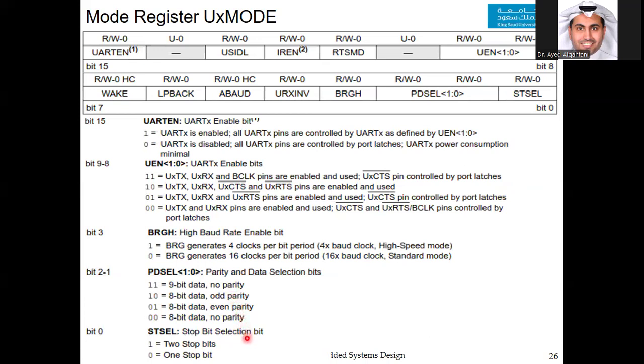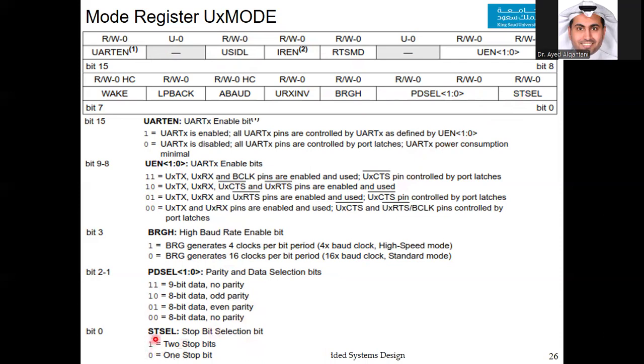Now let's talk about the special function registers. There are two special function registers that we need to start with. The first is the U1MODE, so that's the control register. It has many fields to control the way of communication using the UART. And we also have the status register, or what we call U1STA. So U1MODE, you have many fields. I listed here only the ones that we care about.